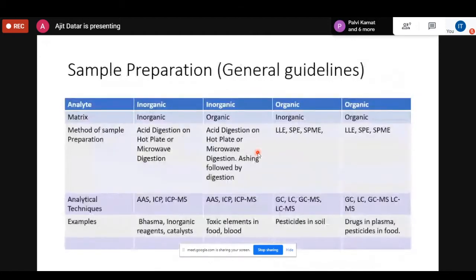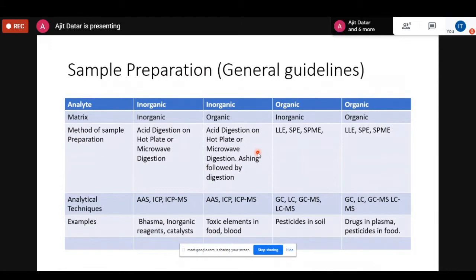Well, we come to sample preparation, some general guidelines when we want to prepare a sample. This is with respect to the matrix and analyte. I have made 4 parts of whatever samples we have. All the kinds of samples which we generally come across can be classified into one of these 4 parts. There is a matrix and there is an analyte. What we measure is the analyte or analytes, and the rest of it is called the matrix.